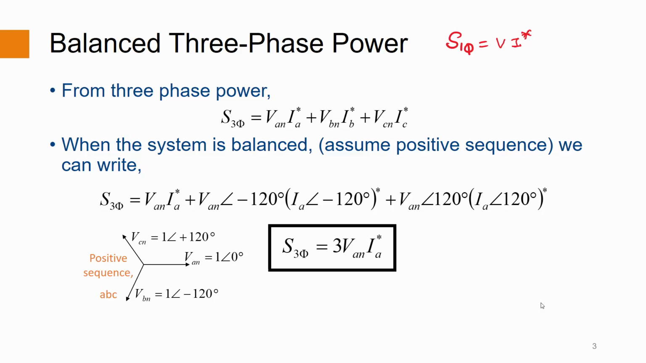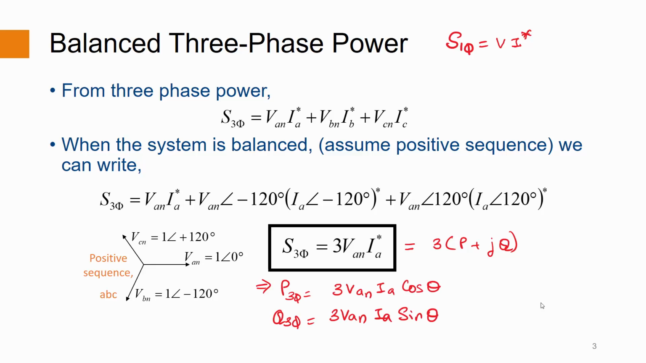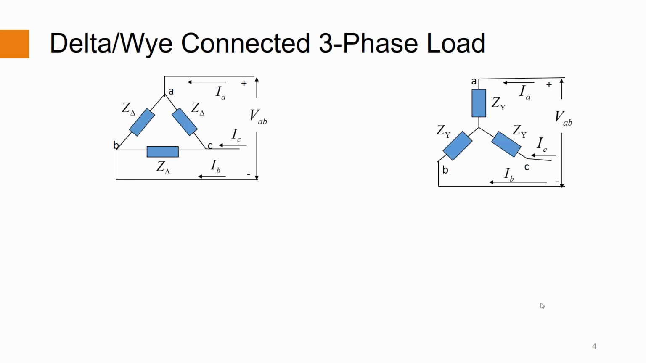single phase complex power. We can further expand this into real and reactive power. Here, the three-phase real power is 3 VAN IN cos theta, while the reactive power is 3 VAN IN sin theta. Let us now look at the delta and Y connected three-phase loads.